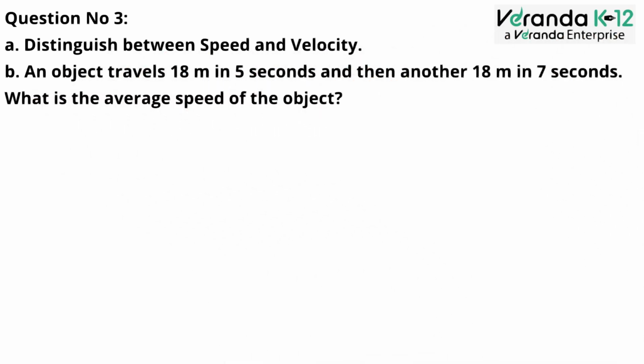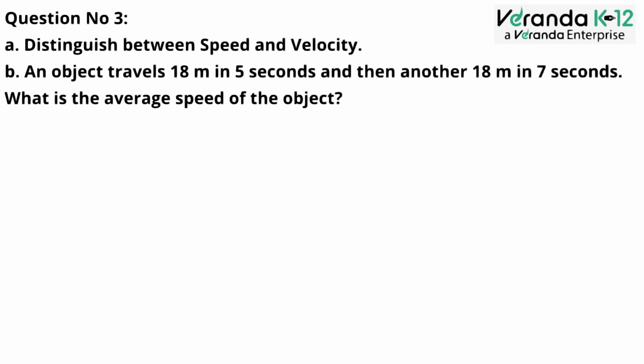Moving on to the third question. Distinguish between speed and velocity. That is part A, and part B is, an object travels 18 meter in 5 seconds and then another 18 meter in 7 seconds. What is the average speed of the object?